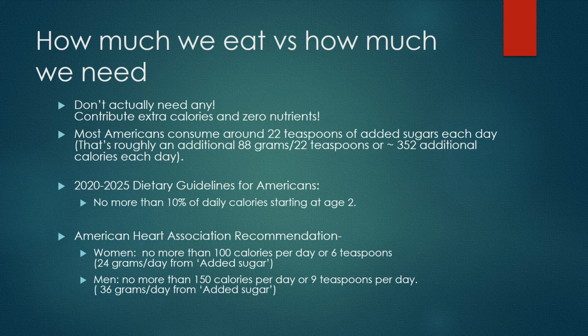According to the American Heart Association, for women, it's suggested to have no more than 100 calories per day, or 6 teaspoons, which provides 24 grams a day from added sugars. For men, the recommendation is no more than 150 calories per day, or 9 teaspoons, which is 36 grams per day from added sugar. But in truth, we don't actually need any added sugars.